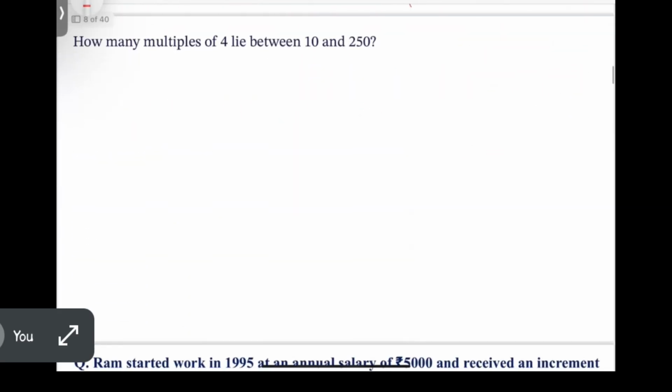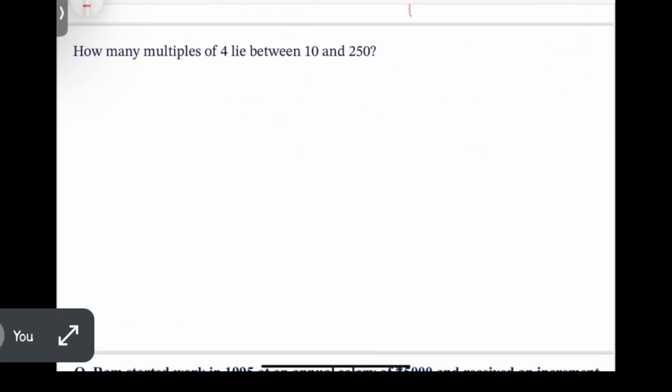Let's try one more. How many multiples of 4 lie between 10 to 250? So here the range is given as 10 and so on till 250. Let's find the first number between these two. I'll just write 10, 11, 12. We know 10 is not divisible, 11 is not divisible, but 12 is divisible by 4, which means I'll start with 12. And next will be 16 and so on.